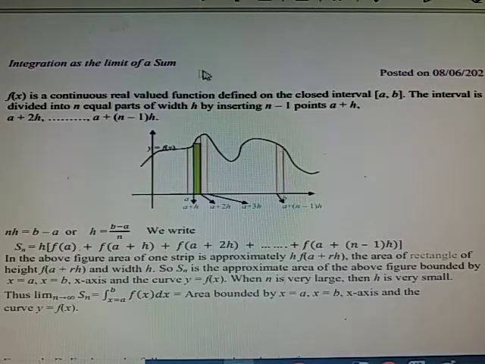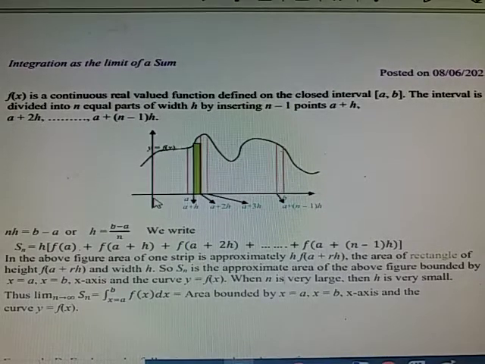Integration as the limit of a sum. You see this diagram, we are making some strips. This is y is equal to f(x) function. Because it is a real valued function, we can always draw a graph of this. This is the x-axis, this is the y-axis. So we are drawing this graph, y is equal to f(x).